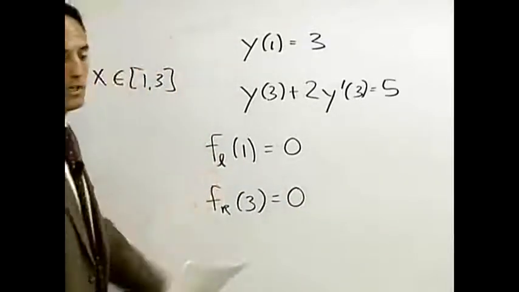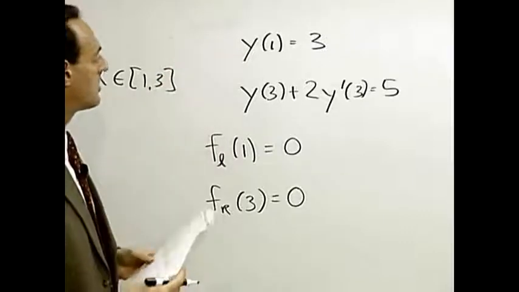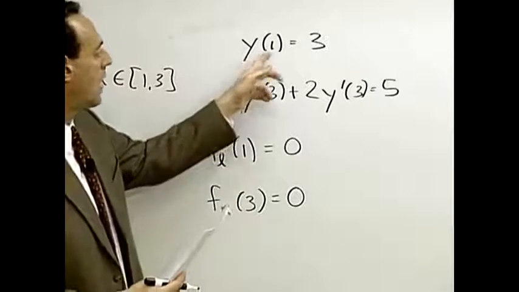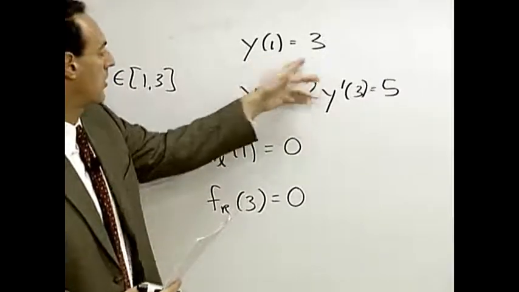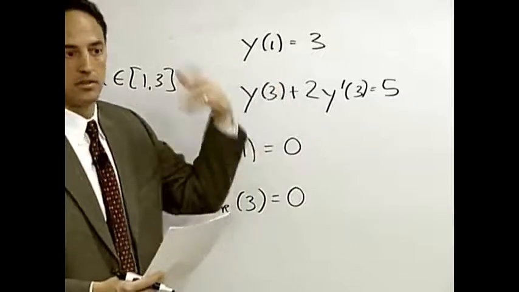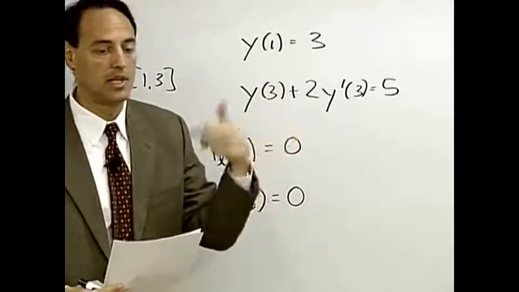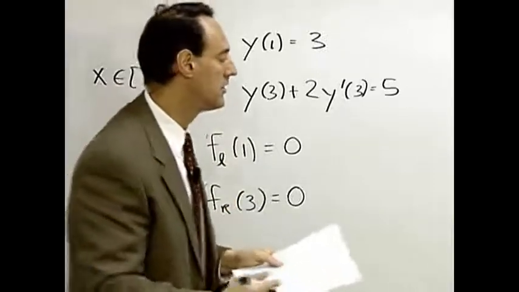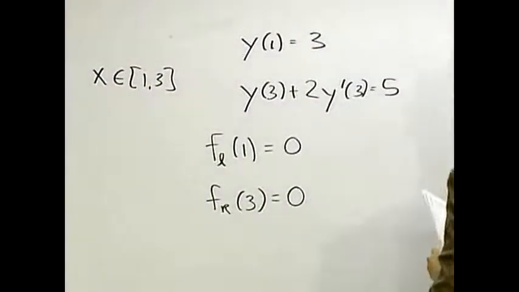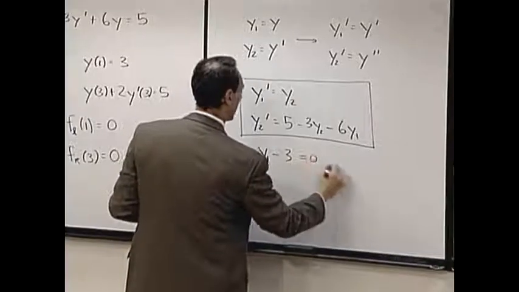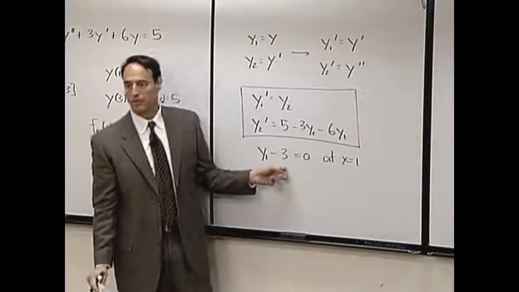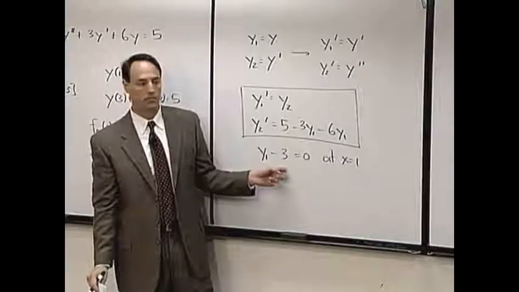So what are these two functions? Well, from here, they're pretty simple, actually. I want this something equal to 0. So what I have over here is y at 1 is equal to 3. Well, y is y sub 1, right? I'm going to trade that out. I'm going to write it in terms of y1 and y2. And so my boundary conditions are the following. On the left, I'm going to have y1 minus 3 is equal to 0. That's my boundary condition at 1, my left boundary condition.